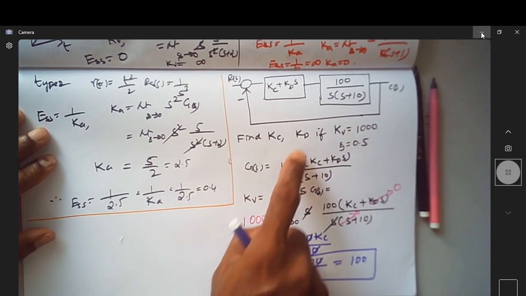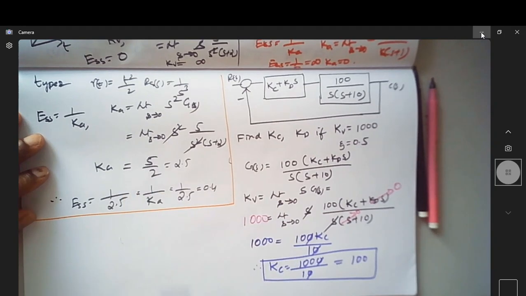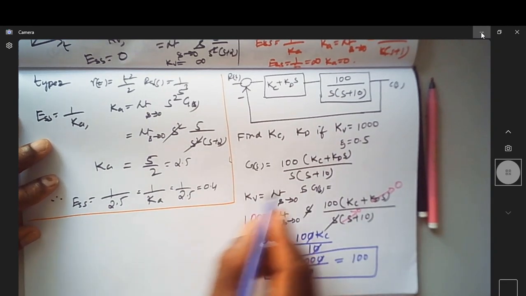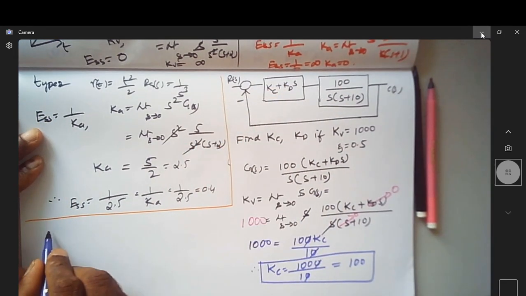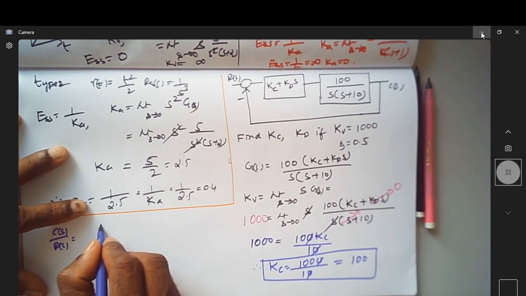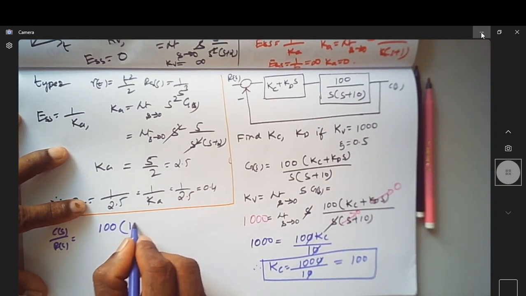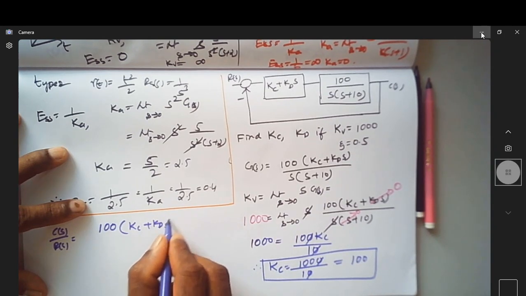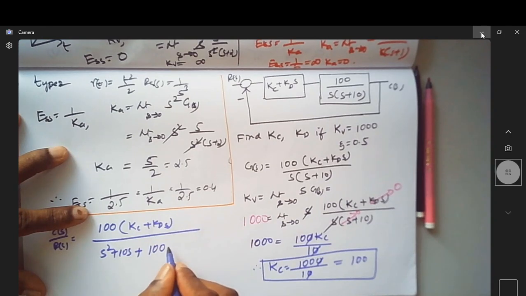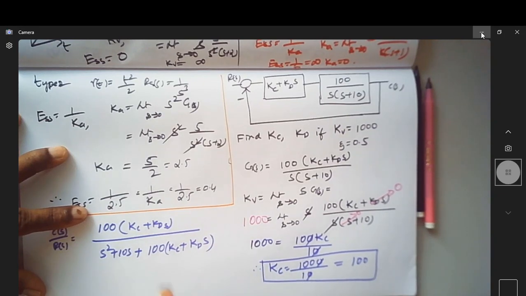And we are also asked to find the value of Kd. The value of zeta is given. We know that it is a second order system, because there is a damping ratio. So let us try to find what is CFS by RFS of this, which will be 100 into Kc plus Kds divided by S square plus 10S plus 100 Kc plus Kd. Yes, so this is my equation.